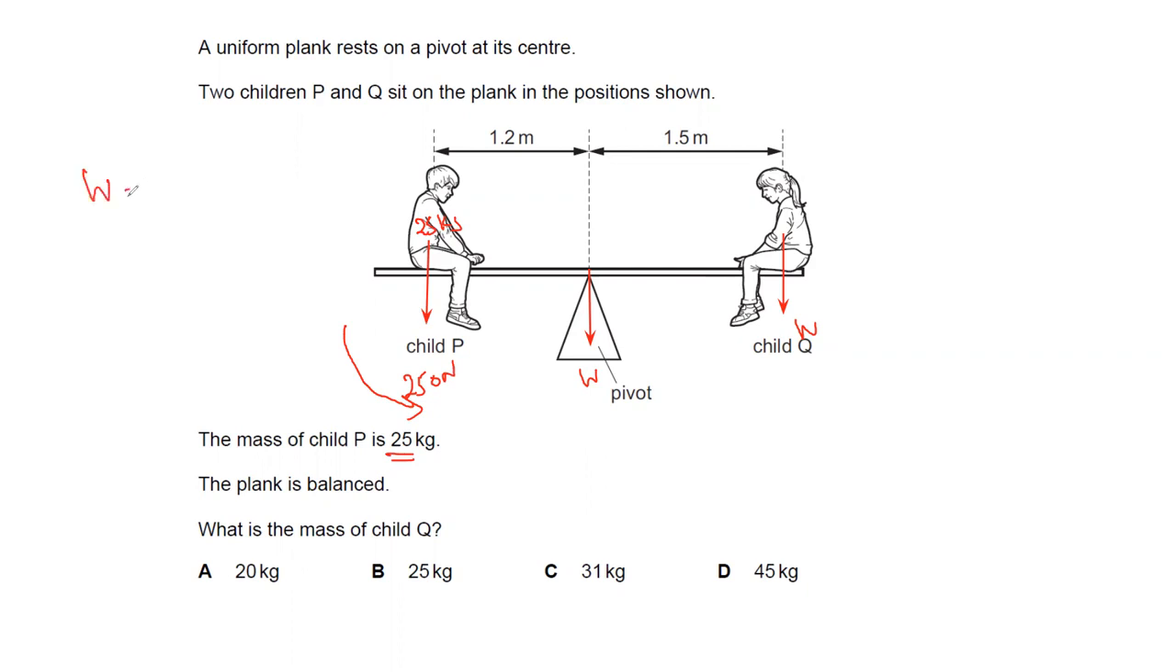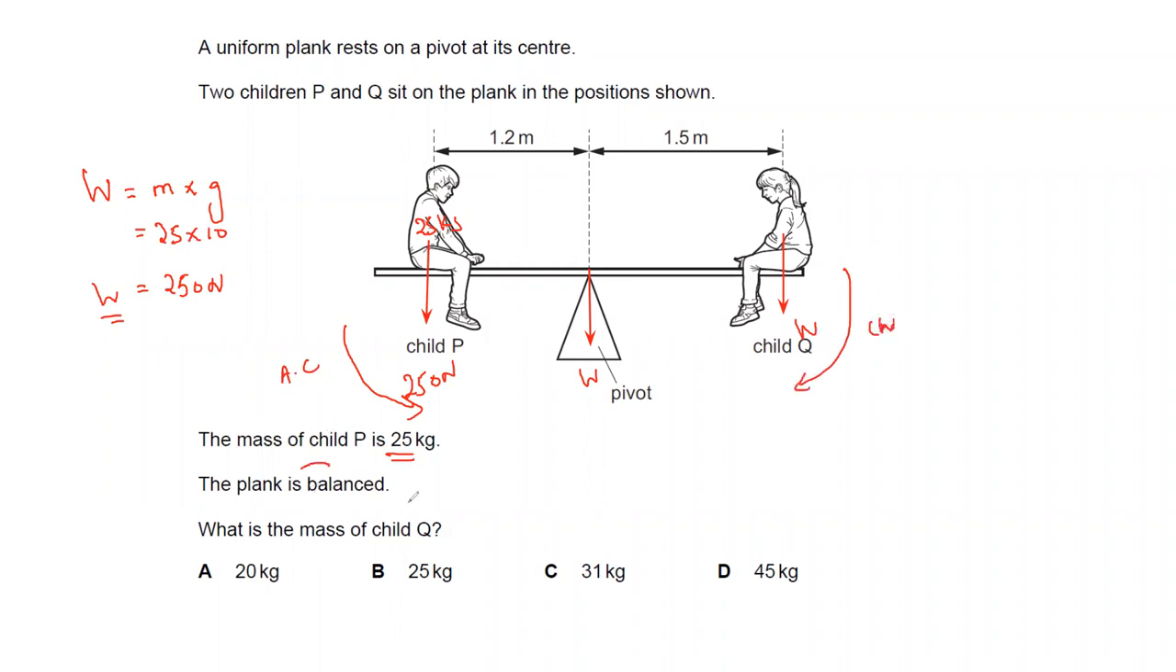You have the formula: weight is equal to mass multiplied by gravity. Mass of the object is 25 and gravity is 10. So 25 multiplied by 10, weight is equal to 250 Newton. Because weight is a force, mass is not a force. So the weight of child P is 250 and it is at a distance of 1.2, causing an anti-clockwise moment. The weight of child Q is acting downward as well, and it will cause a clockwise rotation.